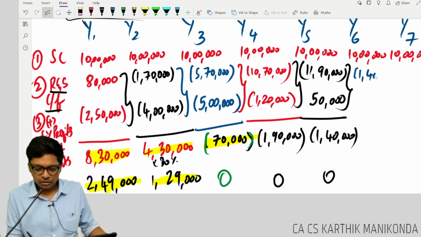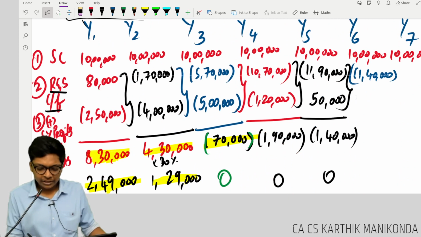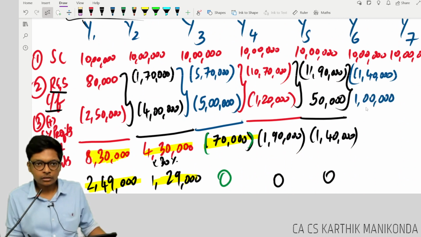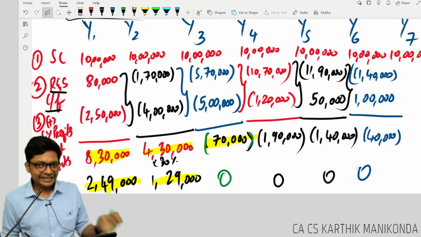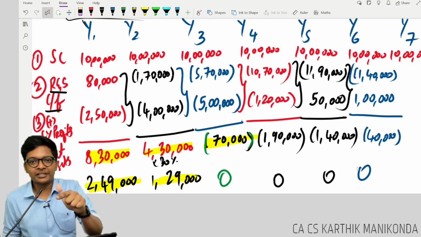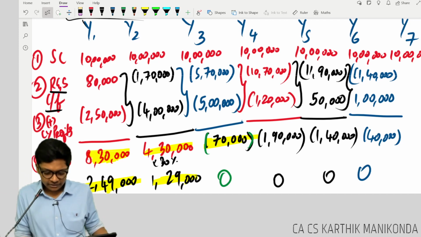11,40,000 negative, correct? What is year 6 profit? 1 lakh. So year 6 profit is, sorry, overall losses 40,000. What will minority take? Nothing. Until that overall loss becomes positive, nothing you will get. Are you following, guys?